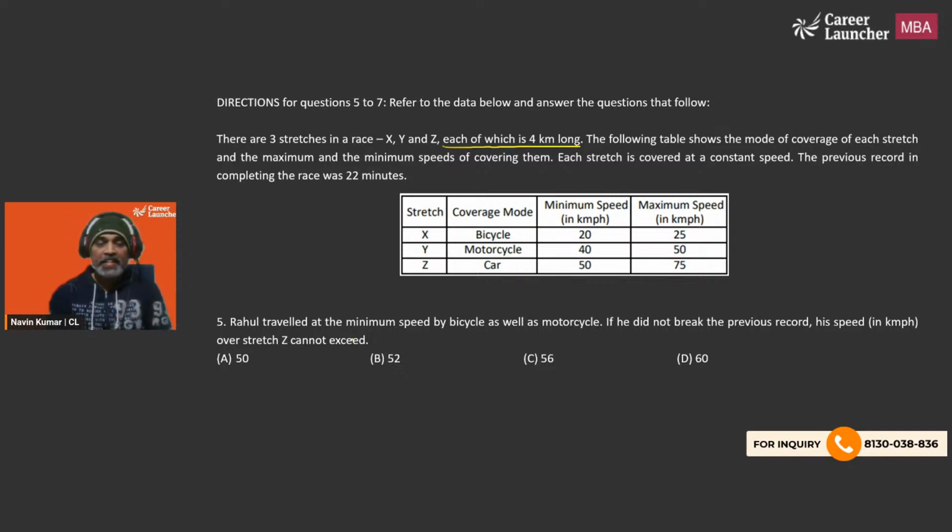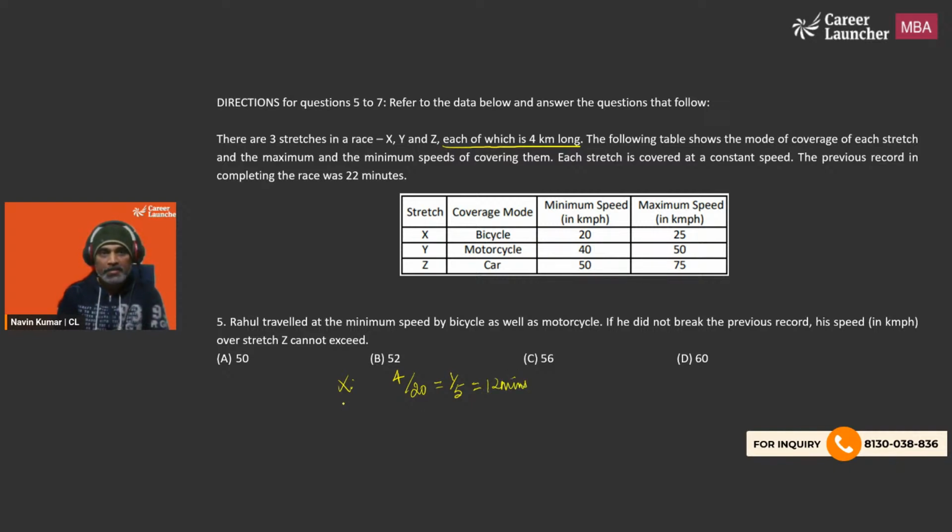It is given that Rahul traveled at the minimum speed by bicycle as well as motorcycle. So that's stretch X, right? Which is a 4 kilometer stretch where he travels at the speed of 20 kilometers per hour. That's the minimum speed. Sorry, 4 kilometers long. I should have written 4 kilometers. So he must have taken 1/5 of an hour, right? 1/5 of an hour is going to be 12 minutes.